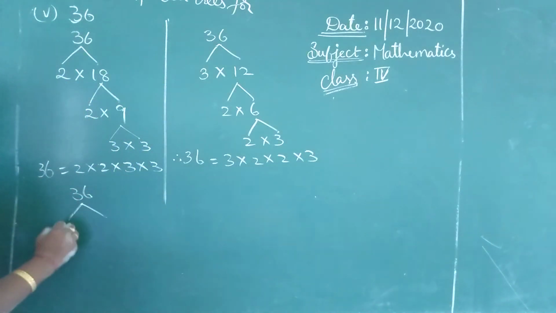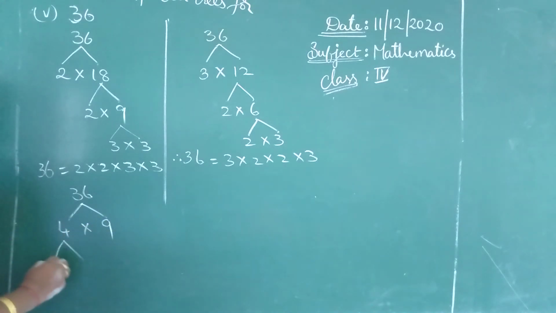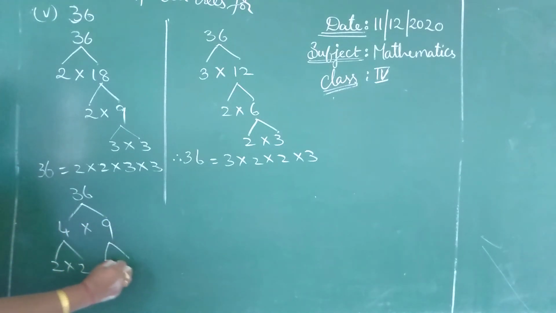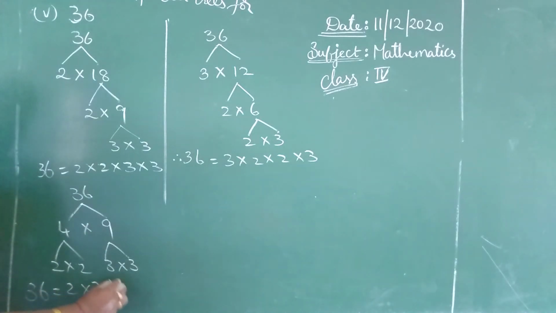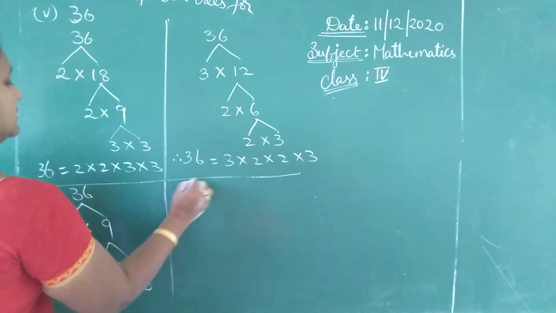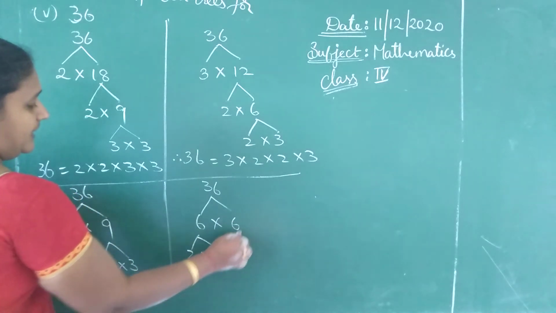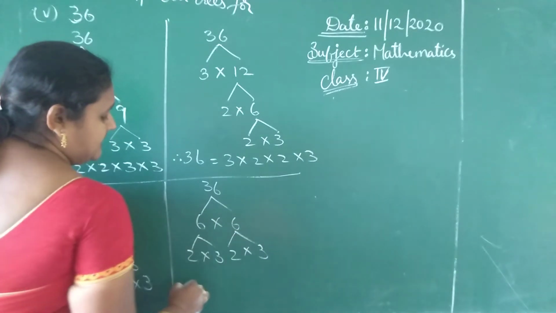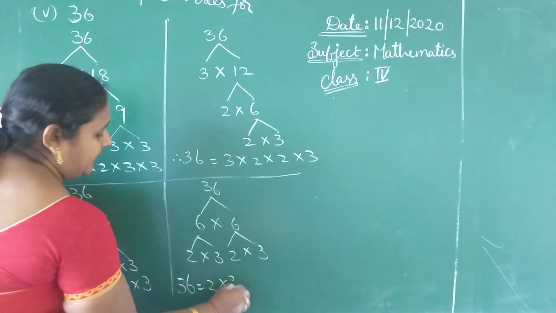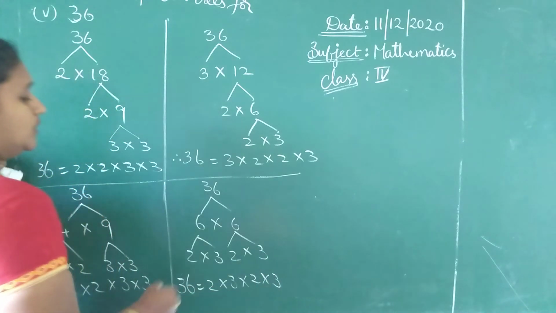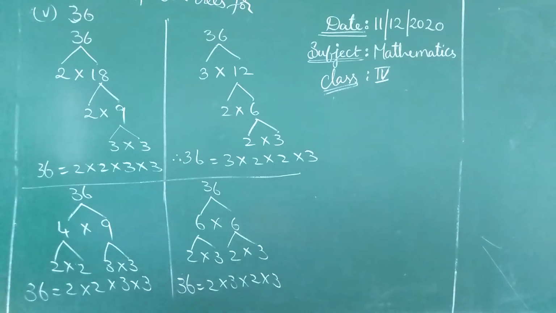4 nines are 36. 4 can be written as 2 into 2 and 9 can be written as 3 into 3. Simply you can write 36 as 2 into 2 into 3 into 3. One more way to write the factor tree of 36: 6 sixes are 36. 6 can be written as 2 into 3. Again here 6 can be written as 2 into 3. Simply, 36 can be written as 2 into 3 into 2 into 3. Like that we can write more factor trees for 36.